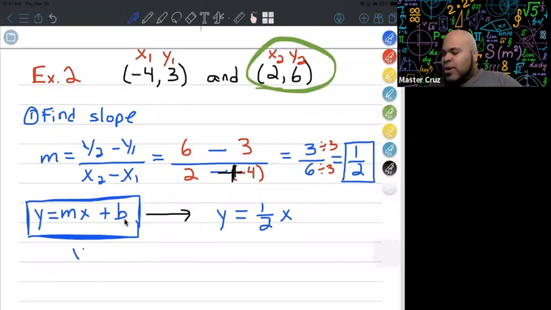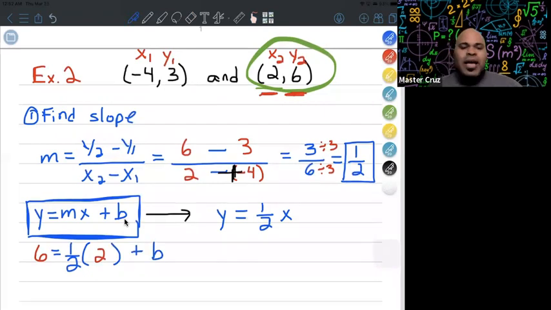So I'm going to write y equals, sorry, I'm not going to write the y. I'm actually going to substitute because I already wrote it over here. So 6 is going to be y. So 6 equals the slope that I just found, 1/2. And then the x value that they gave me was 2. So I'm going to plug in 2 here, and then plus b, because I do not know b, and I'm going to solve for b. I'm going to find b.